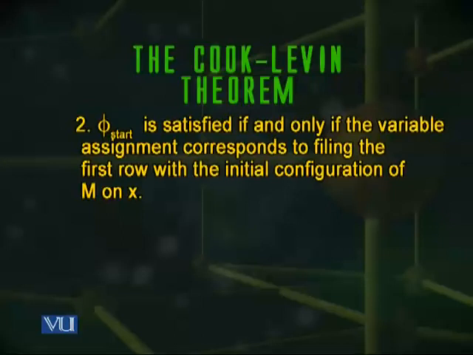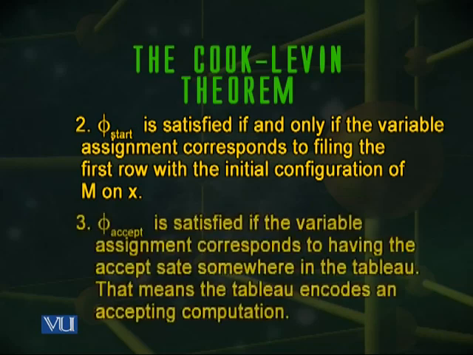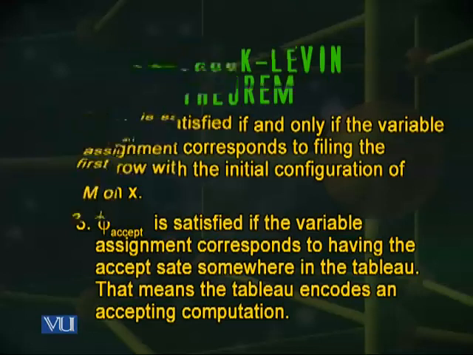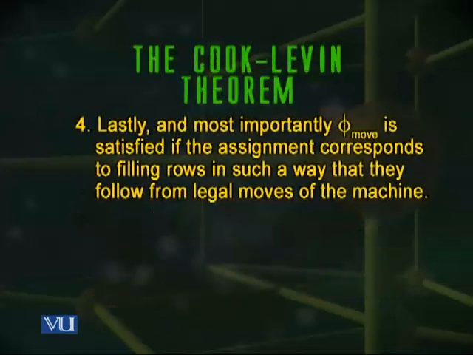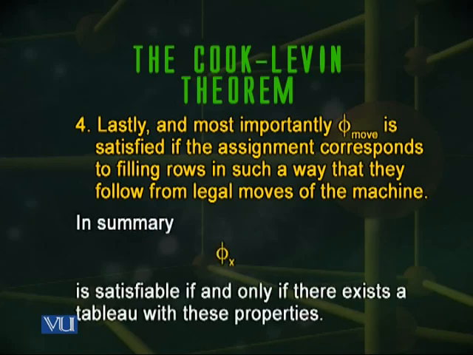Phi sub start is satisfied if and only if the variable assignment corresponds to filling the first row with the initial configuration of M on x. Phi sub accept is satisfied if the variable assignment corresponds to having an accept state somewhere in the tableau. This means the tableau encodes an accepting computation. Lastly and most importantly, phi sub move, the way we have created it, is satisfied if the assignment corresponds to filling rows in such a way that they follow legal moves of the machine. So in summary, phi sub x is going to be satisfied if and only if this tableau corresponds to an accepting computation of M on input x.